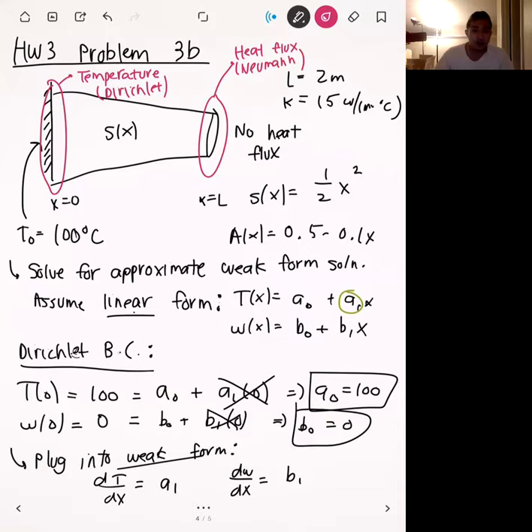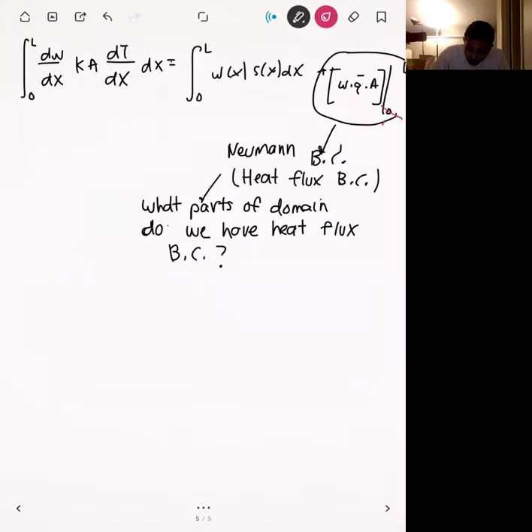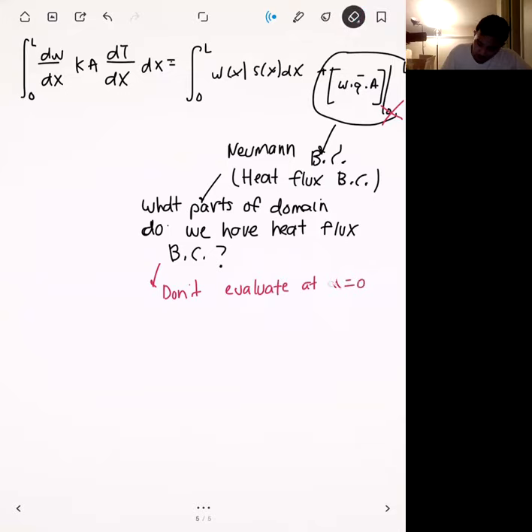Since we only have a Neumann boundary condition on the right side of the domain, where we have our heat flux, we can ignore this quantity evaluated at x equals 0, because we can't evaluate it there since we don't have any heat flux. When we evaluate this at x equals L, what we have is W of L times Q bar, which is the amount of heat flux at that location, times A of L.